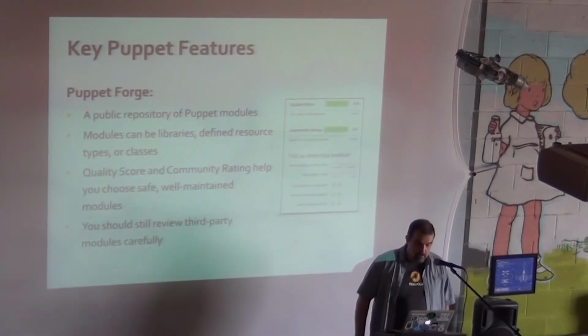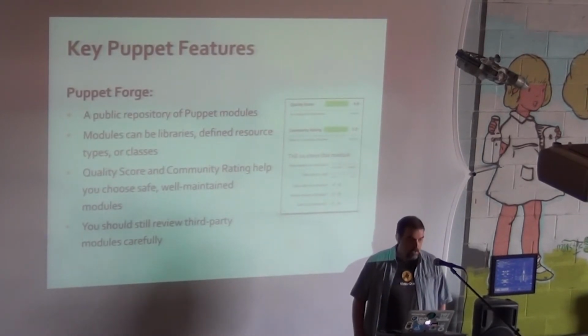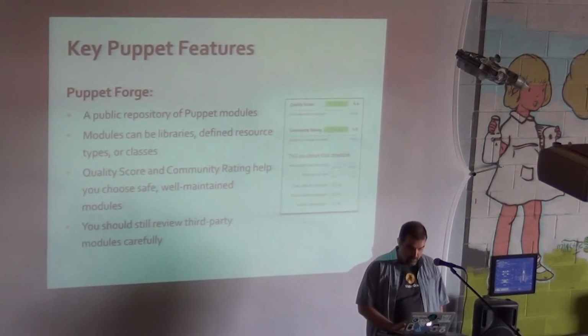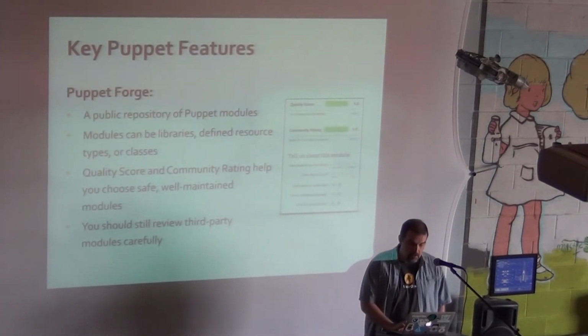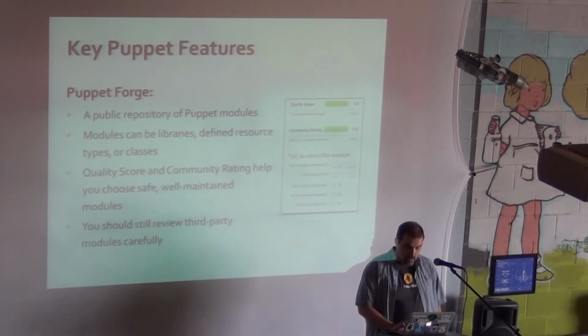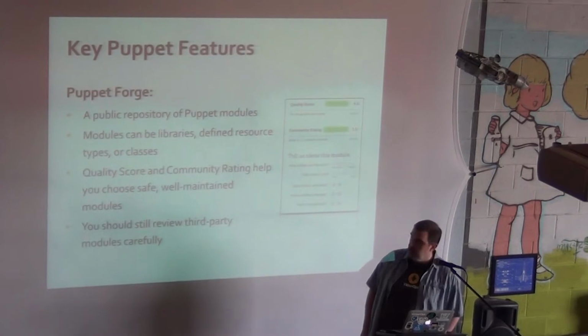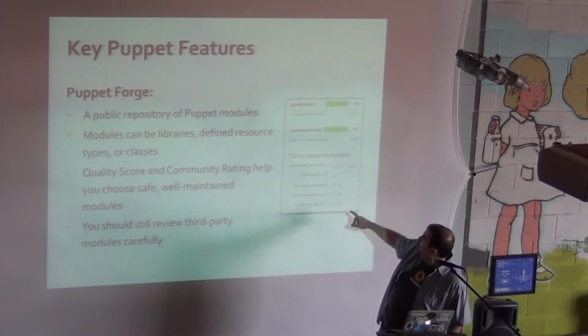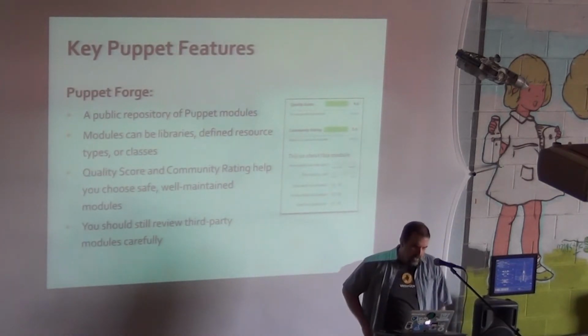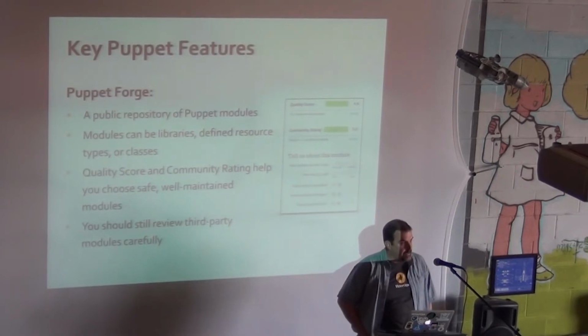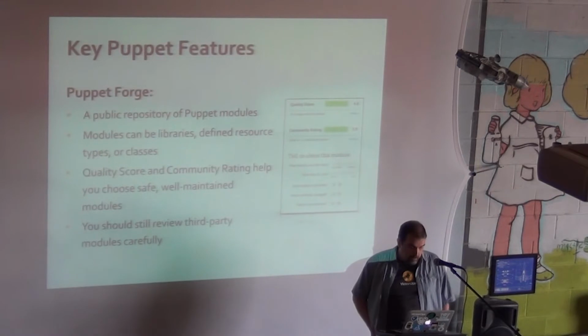And naturally, my demo is going to be using a fair number of modules from the Puppet Forge. And I really want to commend Puppet Labs for making the Puppet Forge more useful recently by publishing the quality score and the community rating numbers for published modules. You can see an example here. It's not foolproof, but it does help identify the modules that are best trusted and maintained by the community.